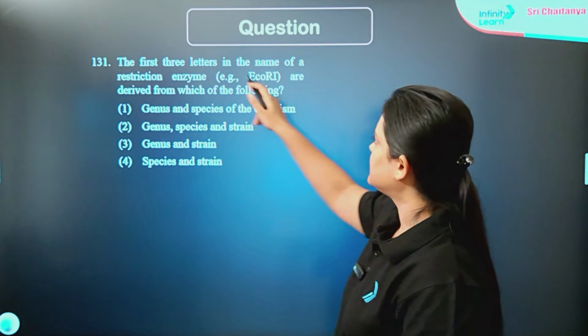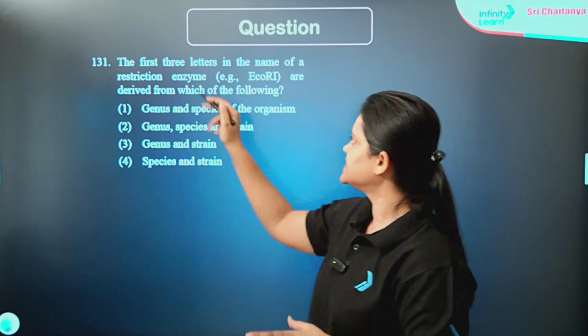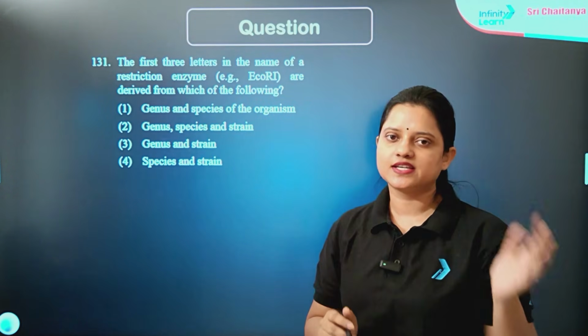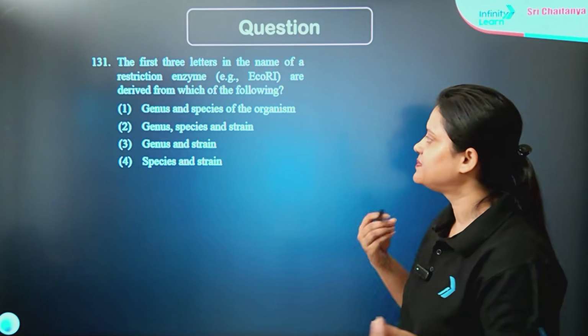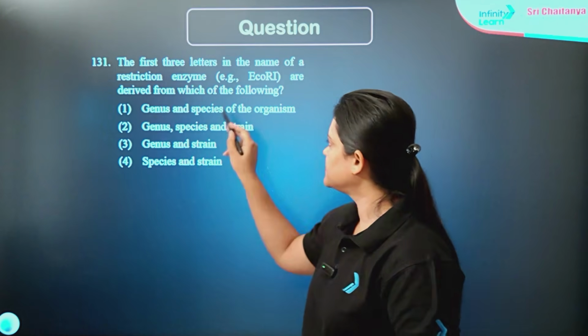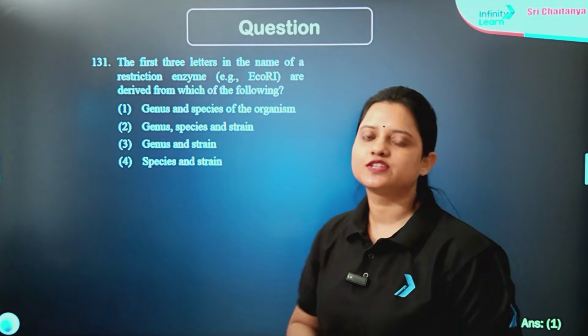The first 3 letters in the name of restriction enzyme, ECO. So it is Escherichia. It is derived from Escherichia coli. So which will be genus and species. So it will be genus and species of the organism. That means correct answer should be 1.